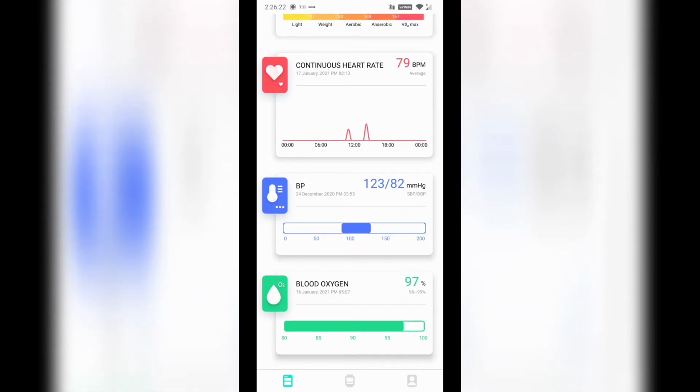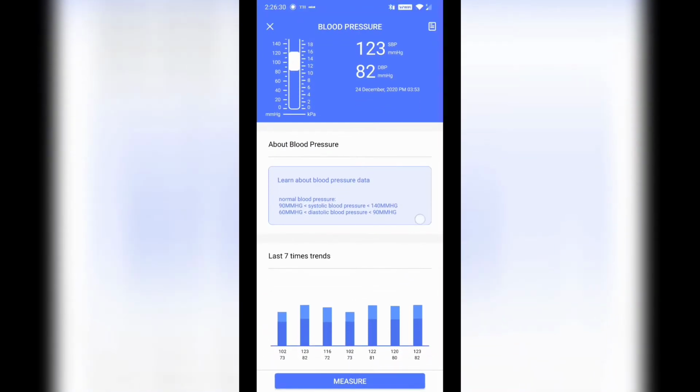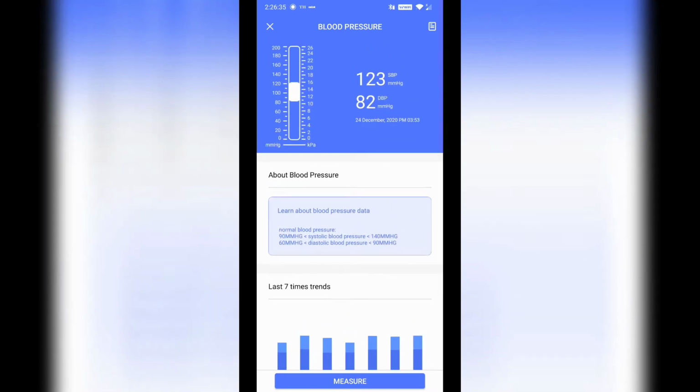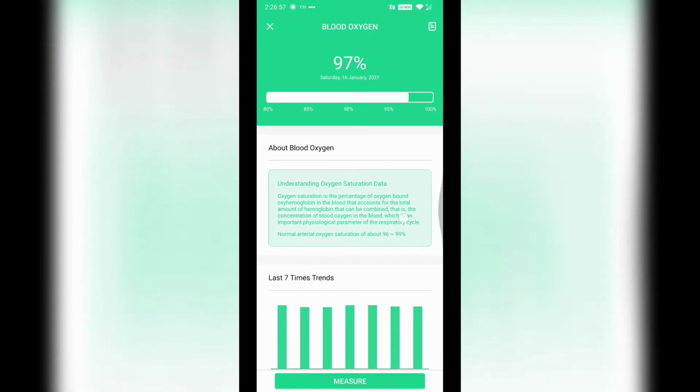And then the next option is called BP. BP means, as everyone knows, blood pressure. It will measure the blood pressure and show you. Blood pressure won't check automatically. Whenever you click on blood pressure, select measure, then only it will measure your blood pressure. See the records I have in this. The record will not be checked automatically. Only when you select measure will it check.